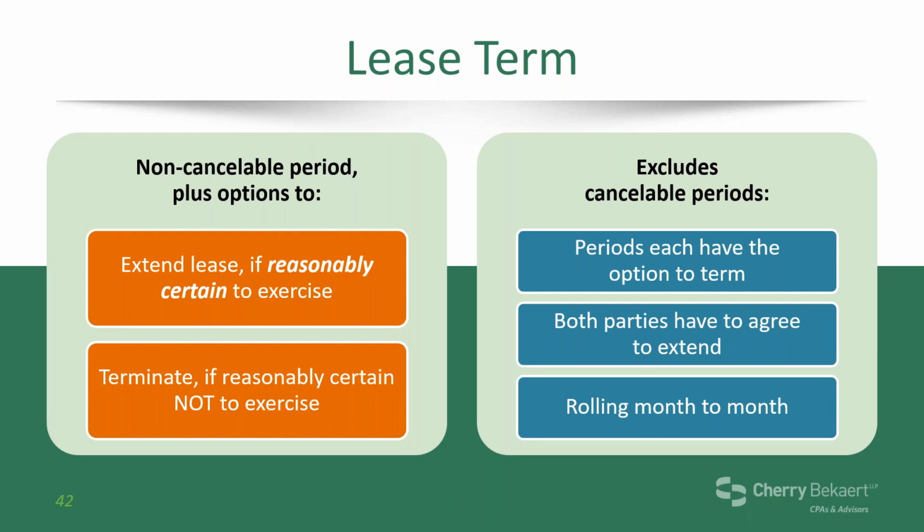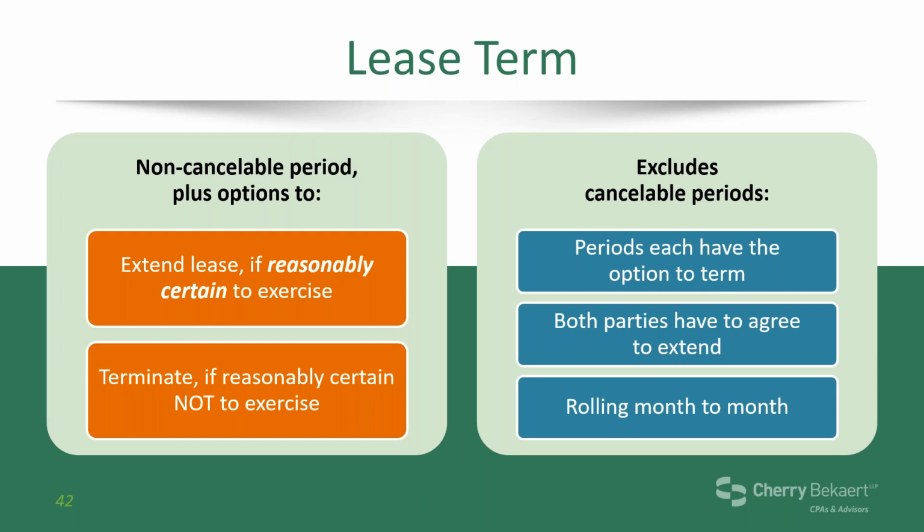And since this will require some judgment about whether the lessee or the lessor will elect to use these options, you should consider whether there are economic incentives or disincentives, such as favorable or unfavorable lease terms compared to the market, costs related to termination, relocation, or abandonment. You should also consider the history of the lessee or the lessor exercising options to extend or terminate, and we should consider the extent to which the underlying asset is essential to the government.